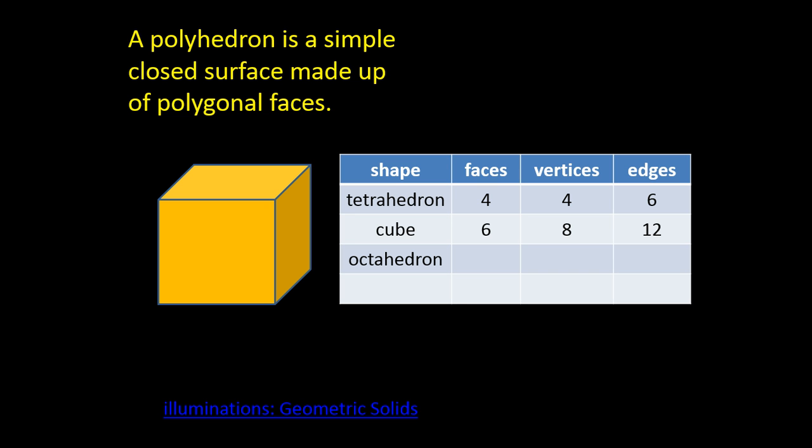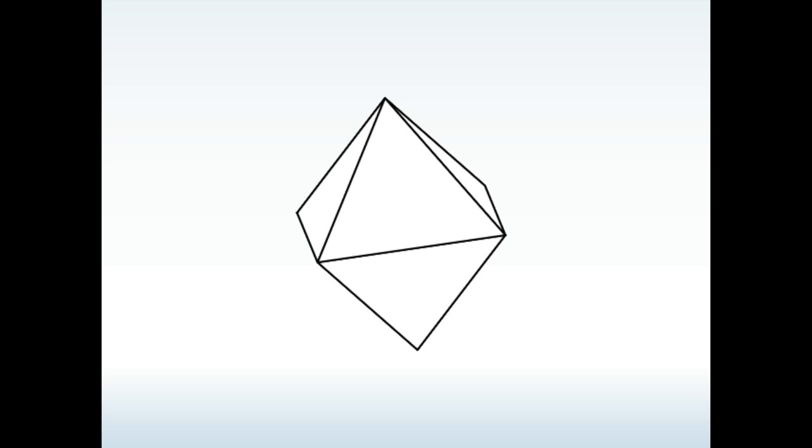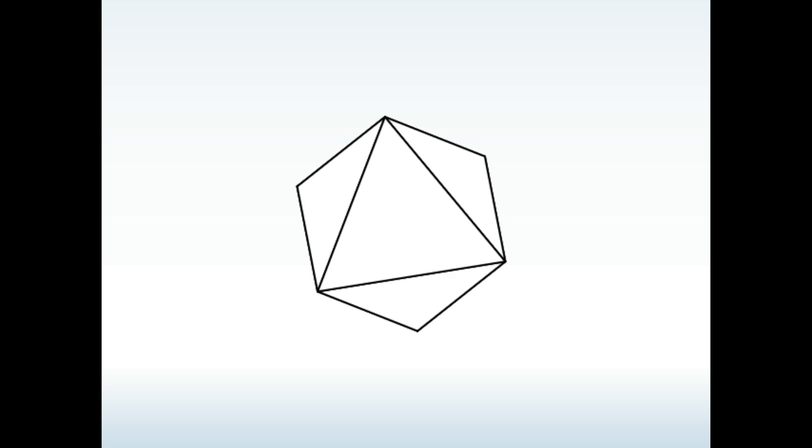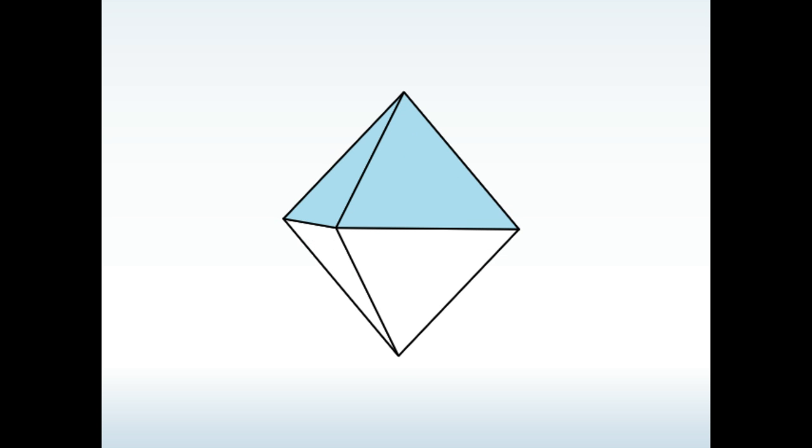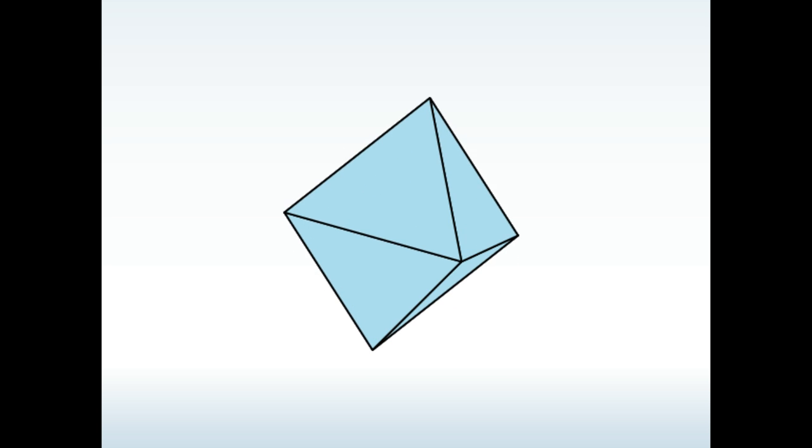Let's try the octahedron. The octahedron has faces that are equilateral triangles. So let's count them. I'm going to rotate it this way so we can see all the triangles on the top. So there's 1, 2, 3, 4 faces on the top part. And then let me rotate it this way so that you can see 1, 2, 3, 4 faces on the bottom part. So that's a total of 8 faces.